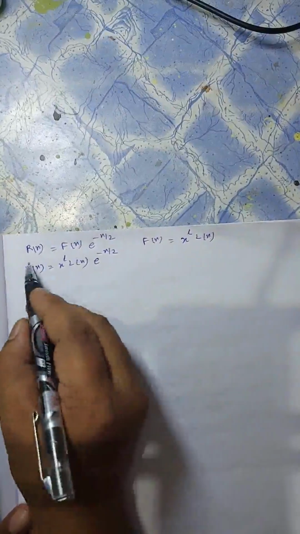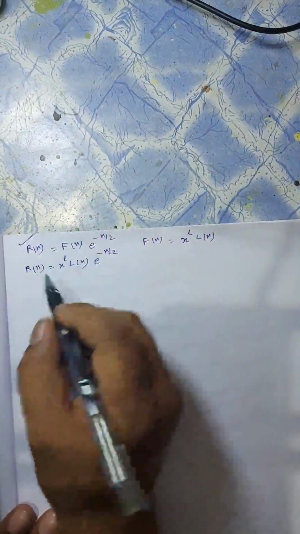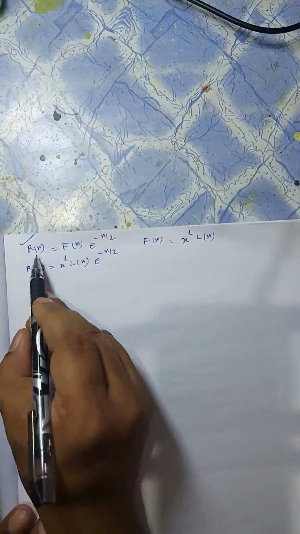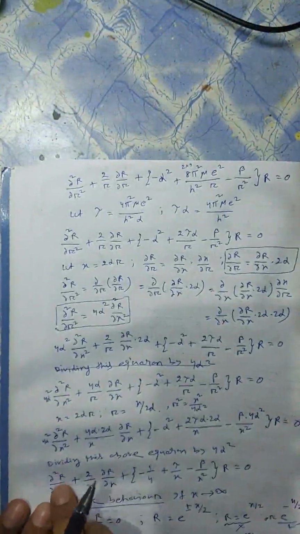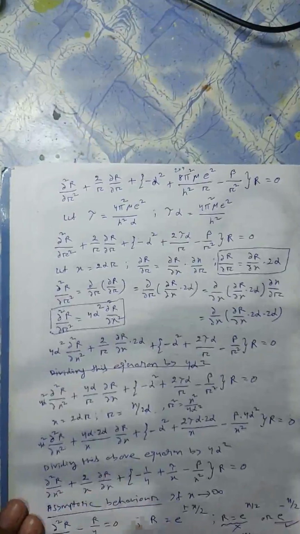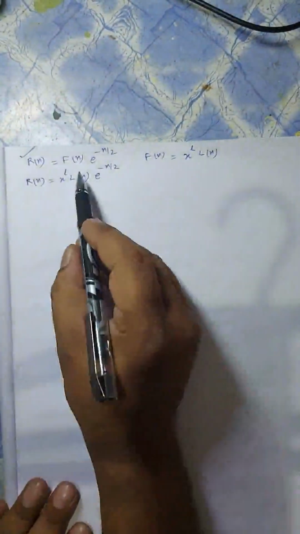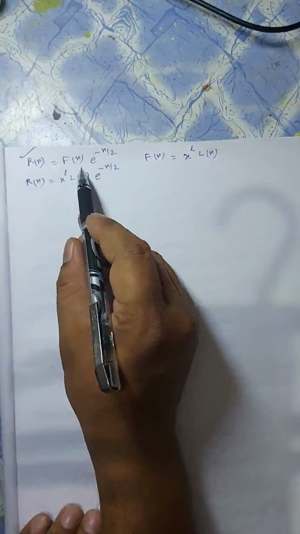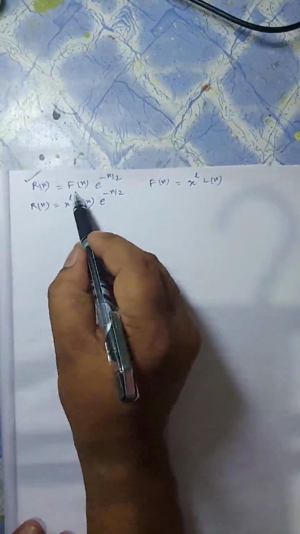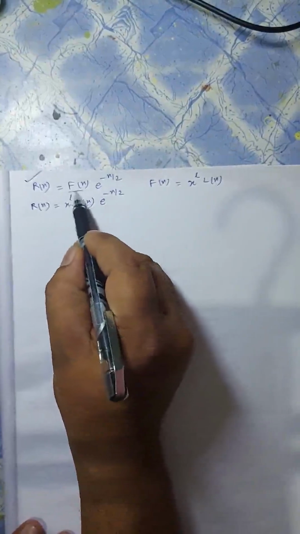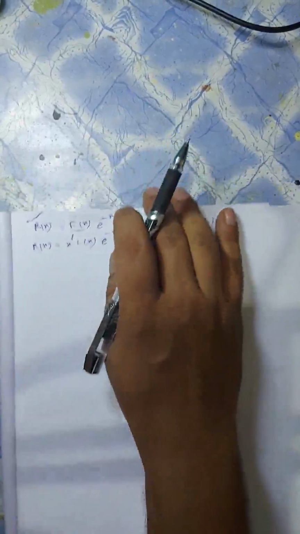So what we do? We take the first derivative, we take the second derivative, whatever value we get, we have to put in this equation. ∂²R/∂x² is the second derivative, this is the first derivative, whatever the value we get, we put in this equation. Then we have to see that whatever F(x) we take, this one is correct. Just like the simple harmonic oscillator, the same process we have to do. This F(x) we have to find out.